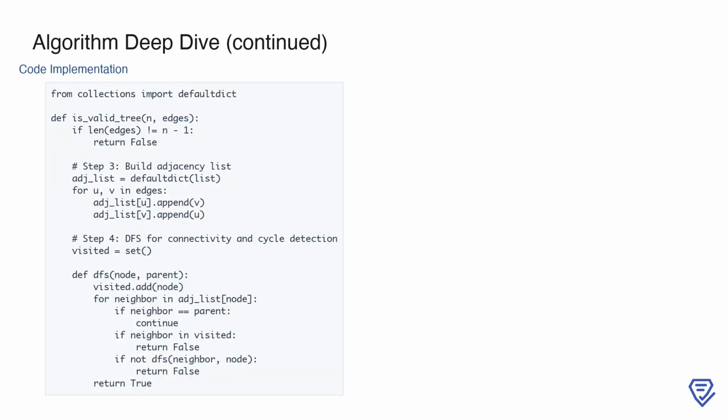Here's the Python implementation of the algorithm. First, we perform the pre-check to ensure the number of edges is exactly n-1. If not, we return false. Next, we build the adjacency list using a default dict.